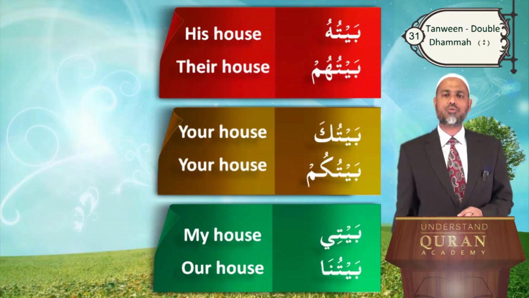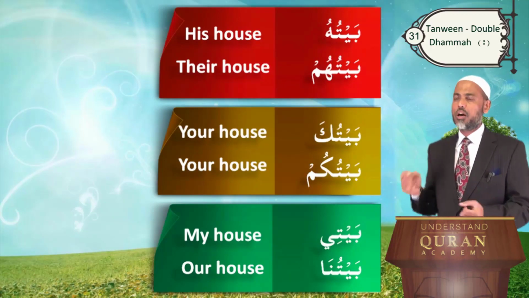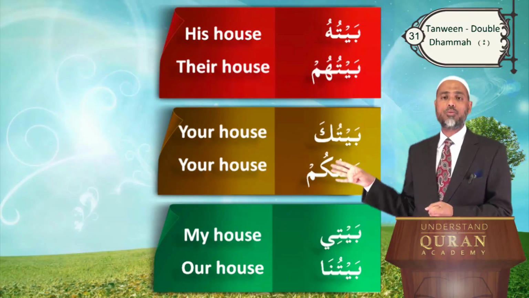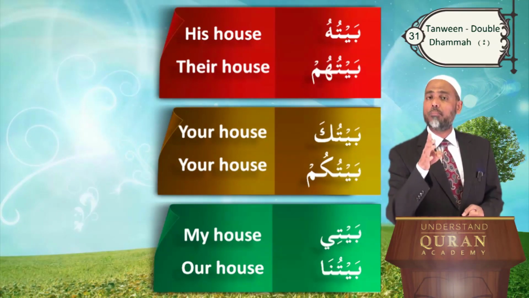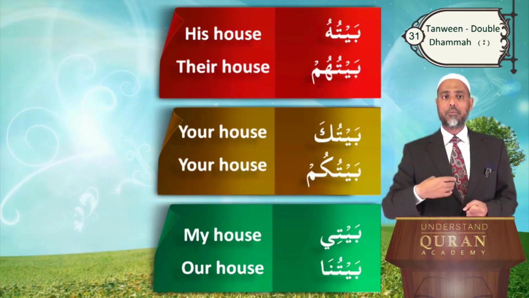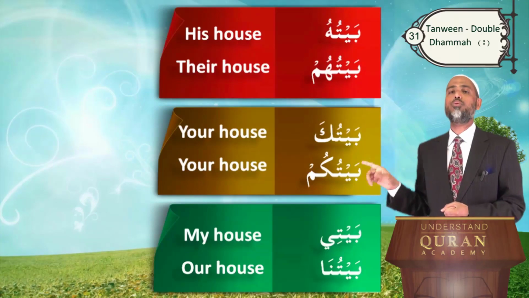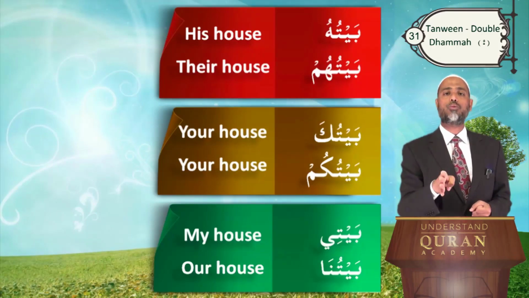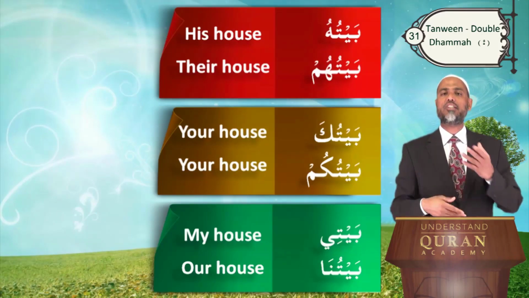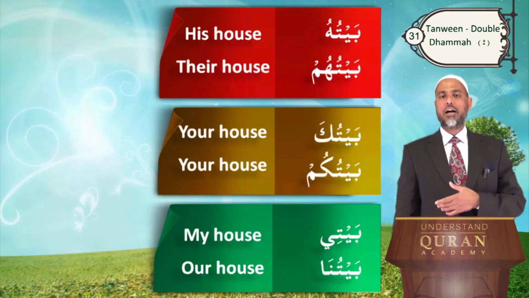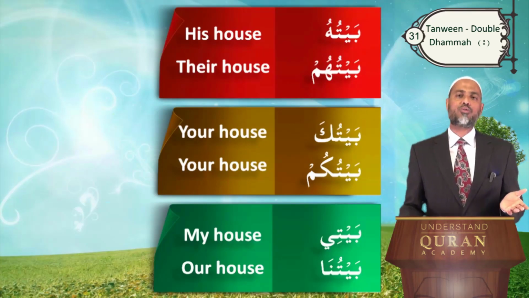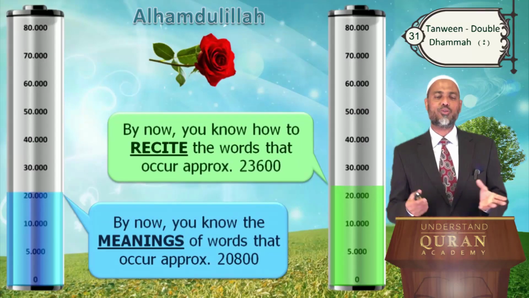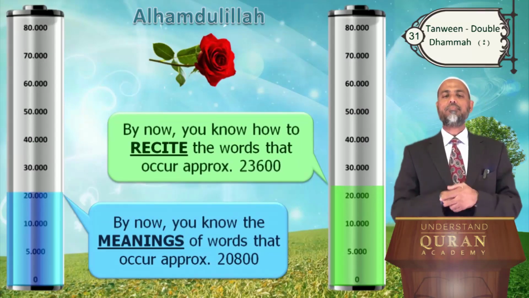Similarly, bait means house. So what will it be? His house. Baituhu, his house. Baituhum, their house. Baituka, baitukum, baiti, baituna. Again, baituhu, baituhum, baituka, baitukum, baiti, baituna. Keep attaching to the nouns that you have. And that's it. You know how to give position to these words.